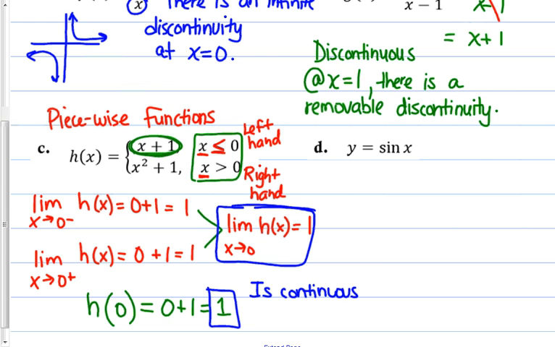Alright, please write this down, and I'll just squeeze D in. D, it's really simple to answer if you know what the function looks like. The sine function looks like an S. You should have learned this in pre-calc, right? It's going to look something like this, and it just keeps going and going in both directions infinitely. So this function is continuous.